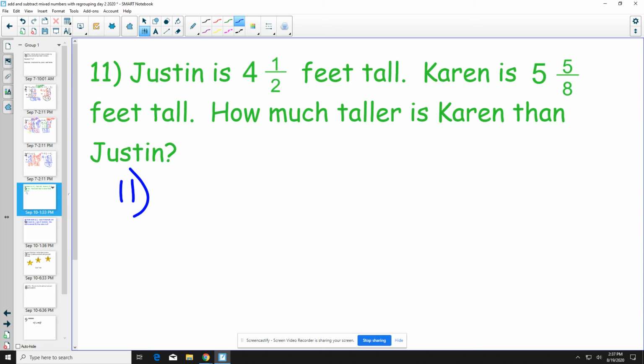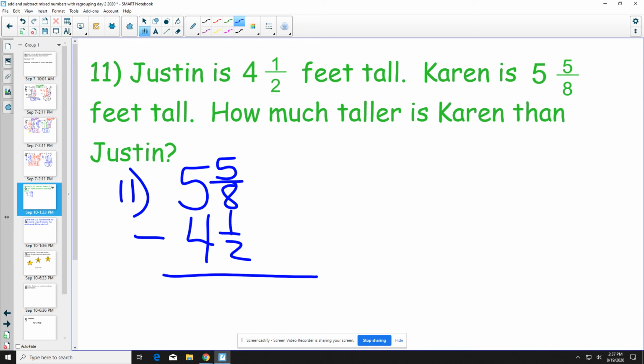If you said subtract, you are right. Good. Now when we subtract, we've got to put the higher number first. 4.5 or 5 5/8? Which one's higher? Yes, 5 5/8. So put 5 5/8 minus 4 1/2. Okay, pause the video. Work this out. When you get done, hit play.